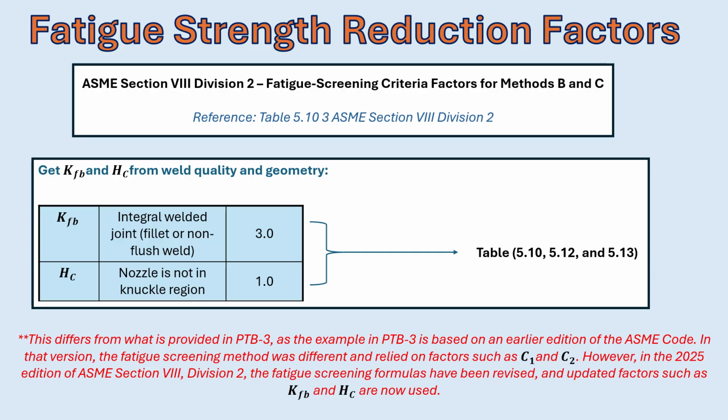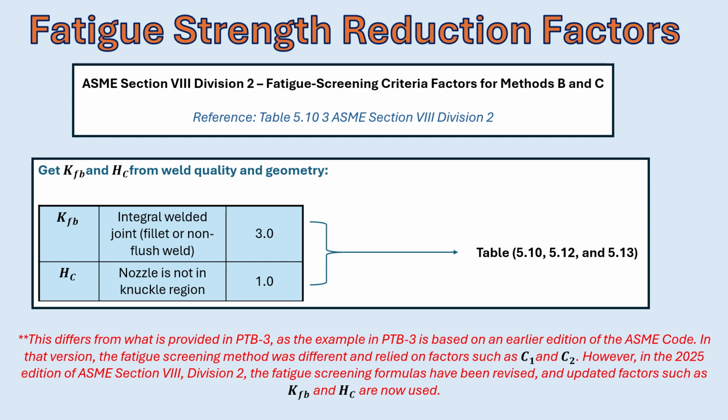Sc is for nozzle. This is for geometry. In this case, the nozzle is not in the knuckle region, so the value is 1.0, and there are many other values as well based on the geometry. So you can choose those. In our case, Kfb is going to be 3.0 and Sc is going to be 1.0. They come from Tables 5.10, 5.12, and 5.30.